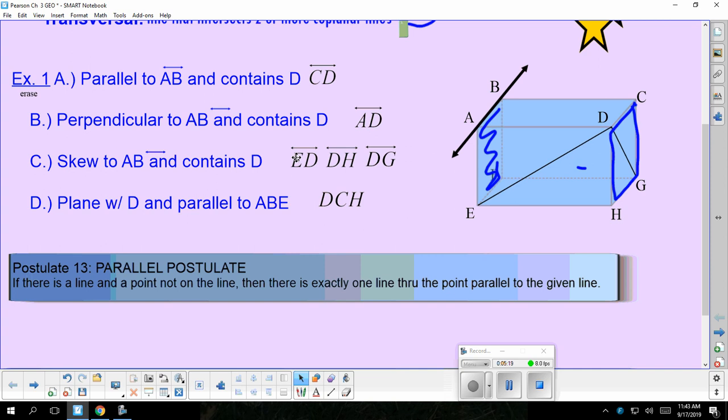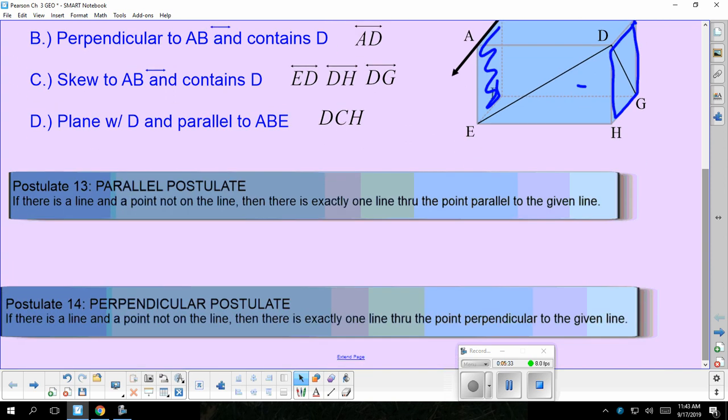That defines our plane. So our parallel postulate: if there's a line and a point not on the line, there's exactly one line through the point and parallel to a given line. All right, so let's see. Let's draw a picture of this. Whenever I see these postulates, definitions, I always like to draw a picture so I understand what's going on.